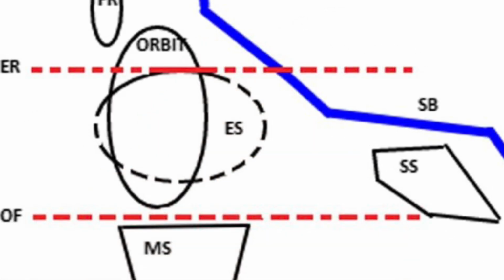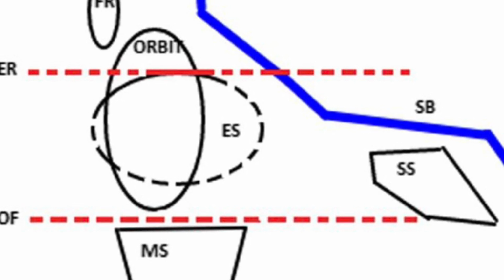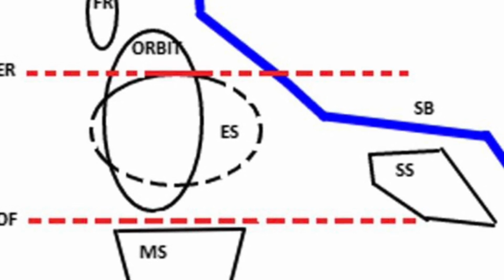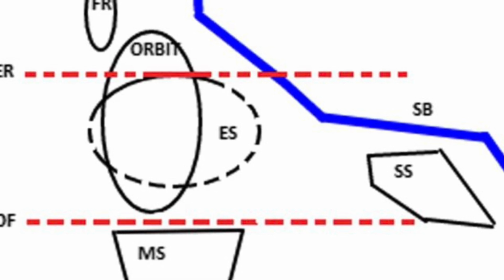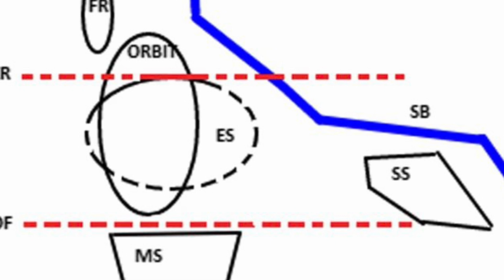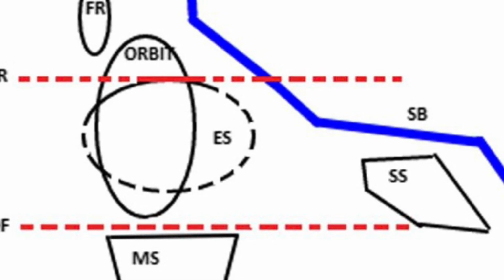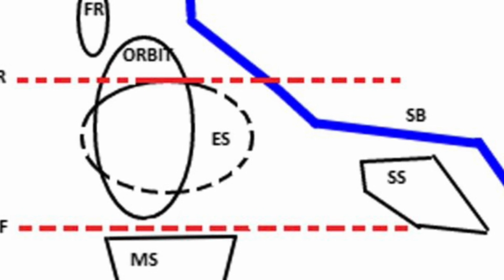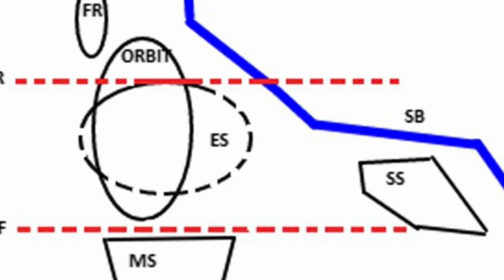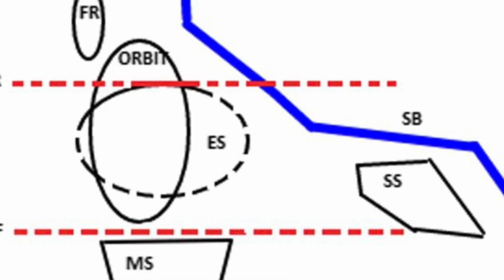So the second important line is the imaginary line from the floor of the orbit, or you can say from the roof of the maxillary sinus. That line corresponds to the sphenoid sinus. So the sphenoid sinus is in the line of this line. Anterior to this, whatever you can remove safely without thinking.